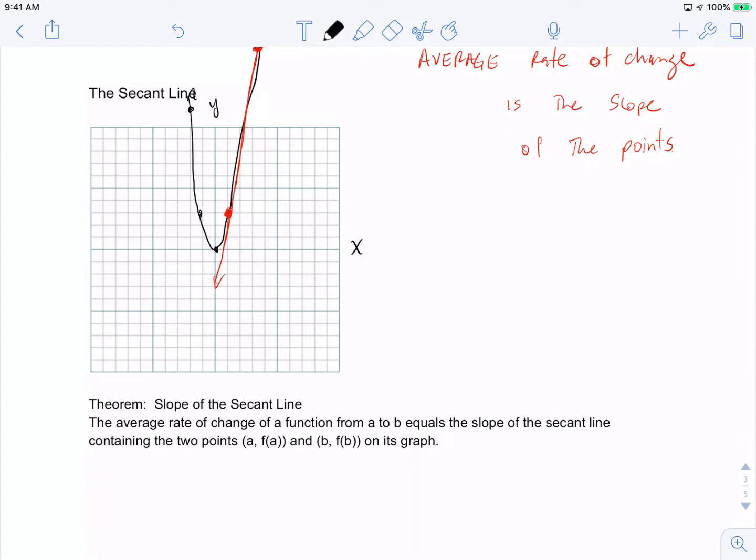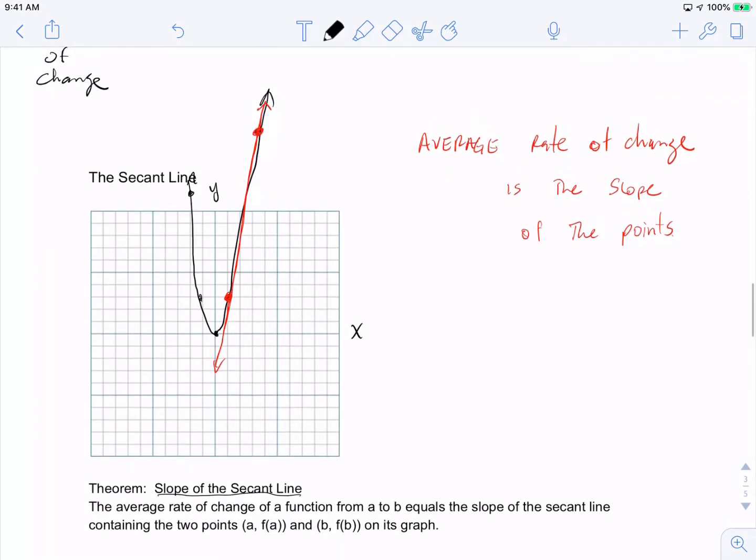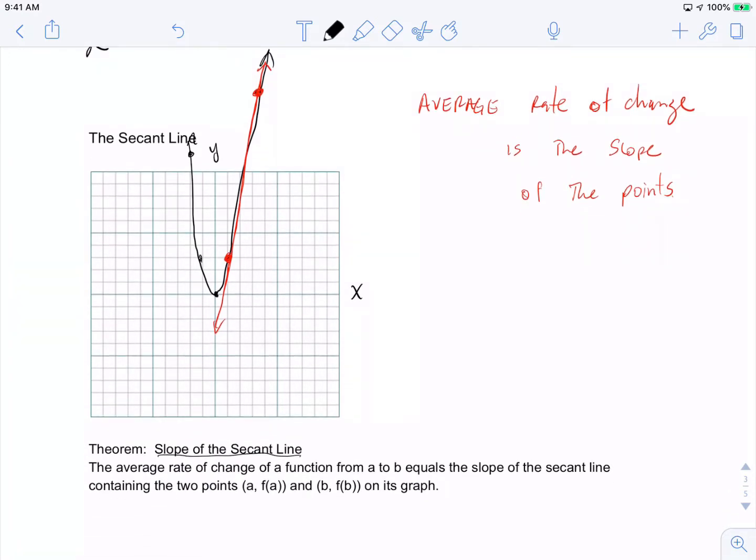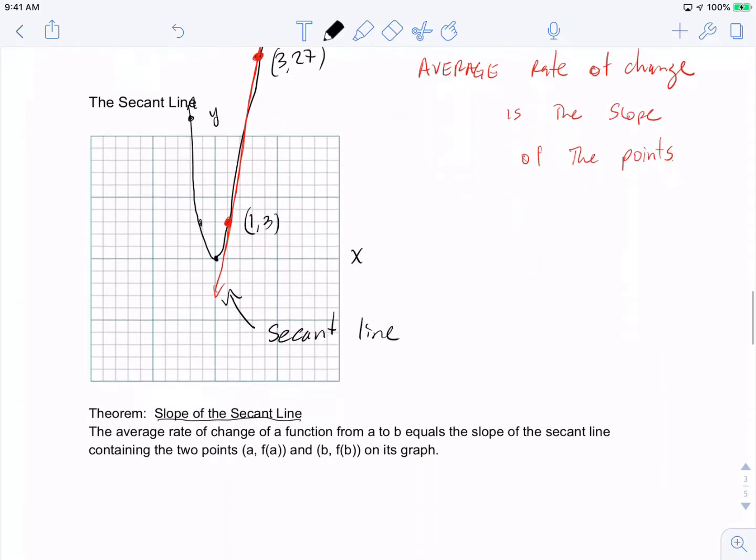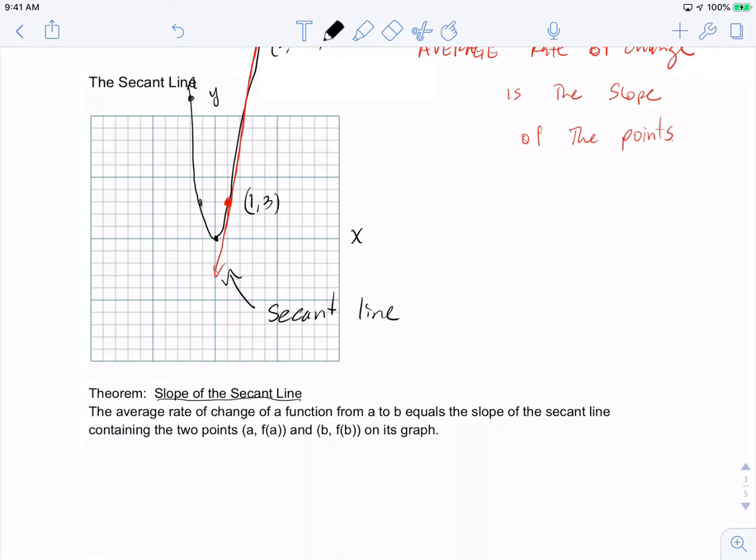So we see there's a theorem. It talks precisely about what I just said, the slope of the secant line. This line that I just drew here in red is actually the secant line. It's the secant line for the 2 points from (1, 3) to (3, 27). And the average rate of change, or the slope of it, was that 12 that we got. That's what this theorem is saying, that the average rate of change is equal to the slope.